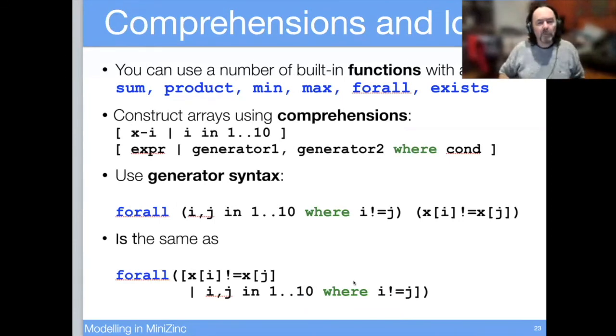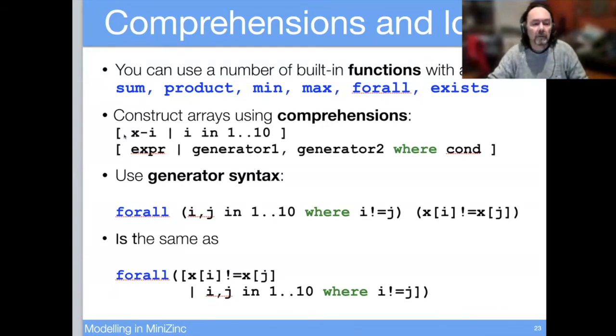Okay, and the important thing about arrays is that we can now do some interesting things. We have a lot of built-in functions which work on arrays: sum, product, min, max, forall, exists, and we'll see lots of examples of these. And basically you can construct arrays using comprehensions. Those of you who've seen other declarative languages might be used to comprehensions, and I guess comprehensions are now in some procedural languages as well because they're so useful.